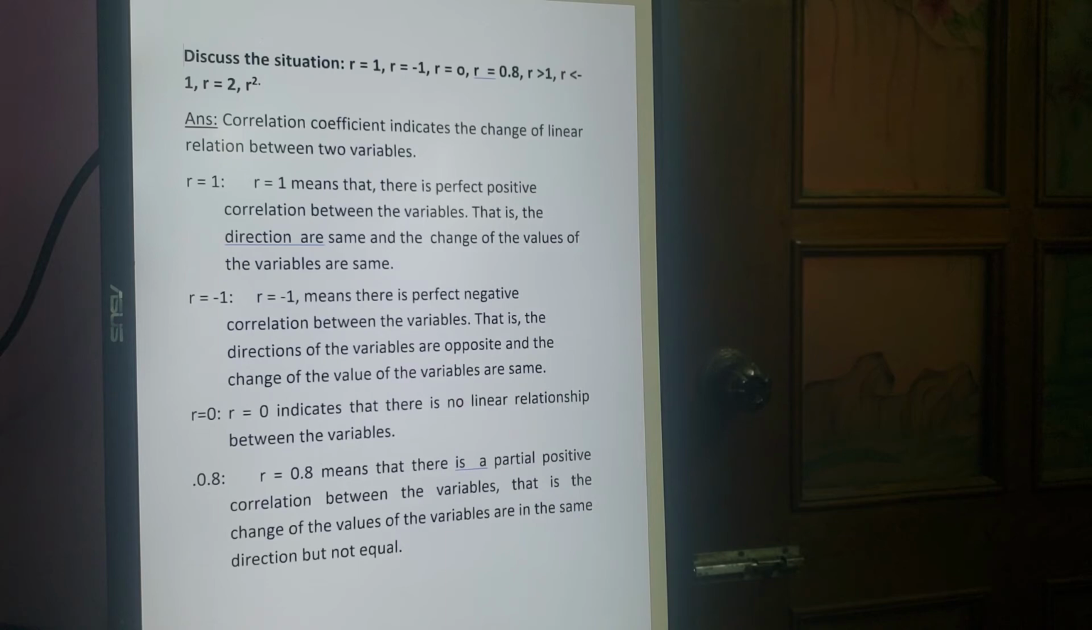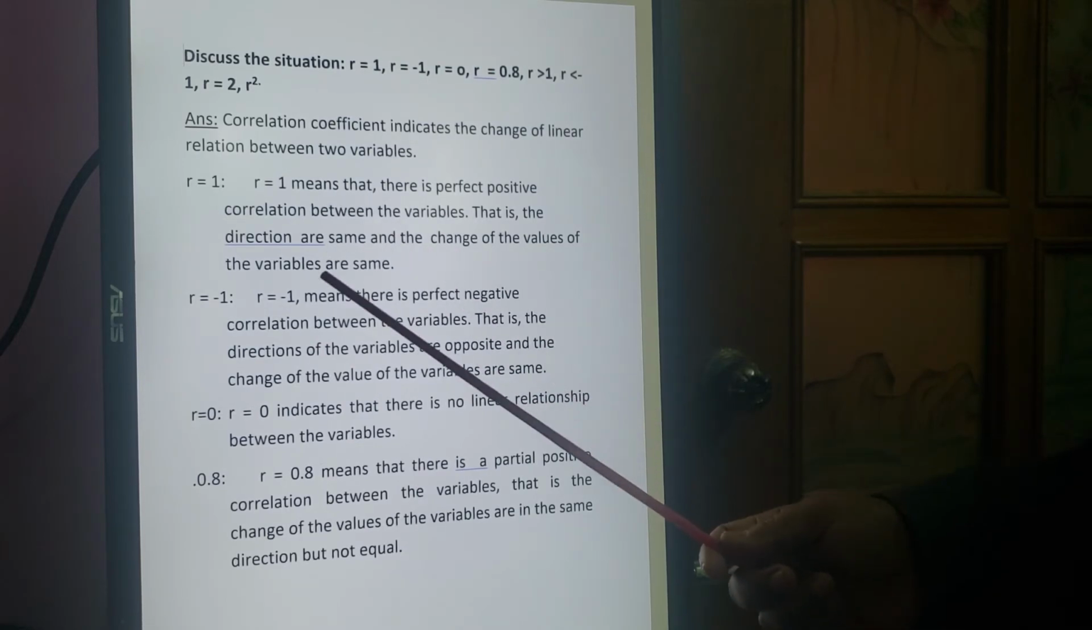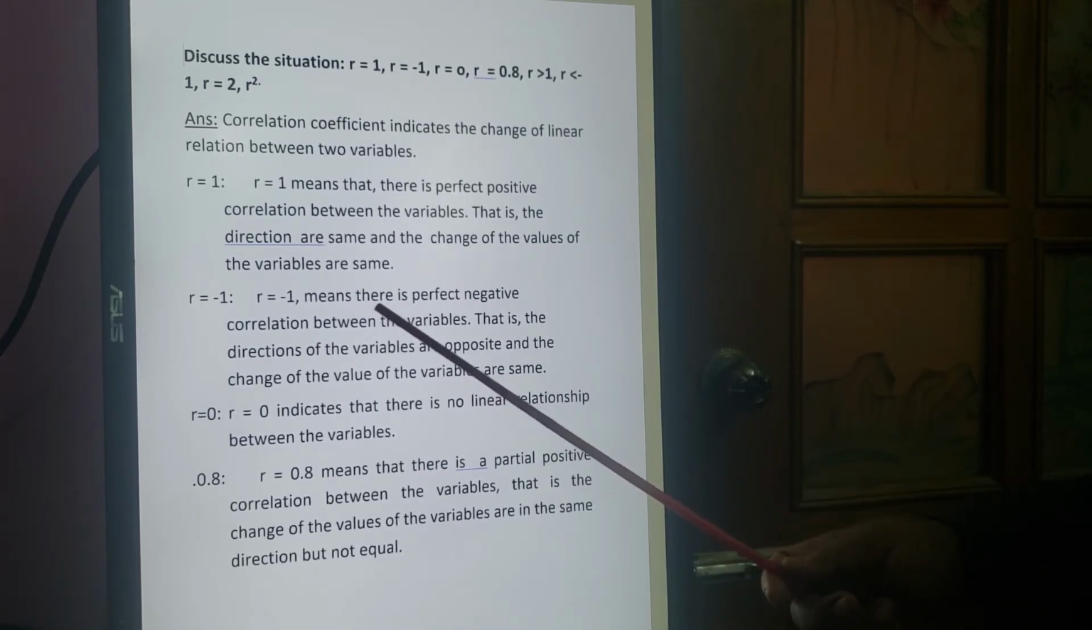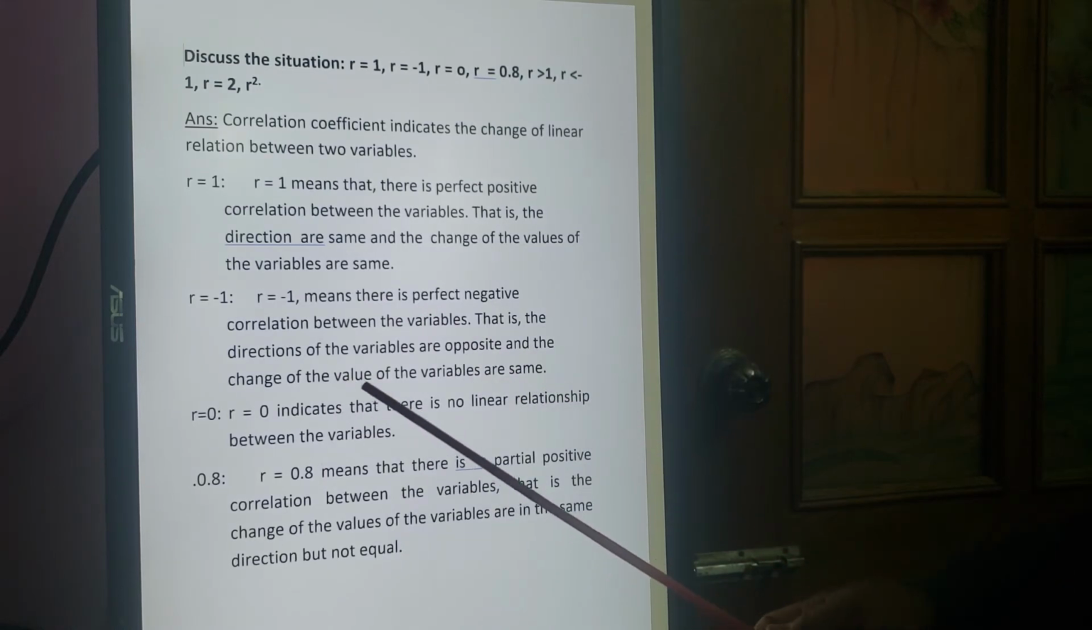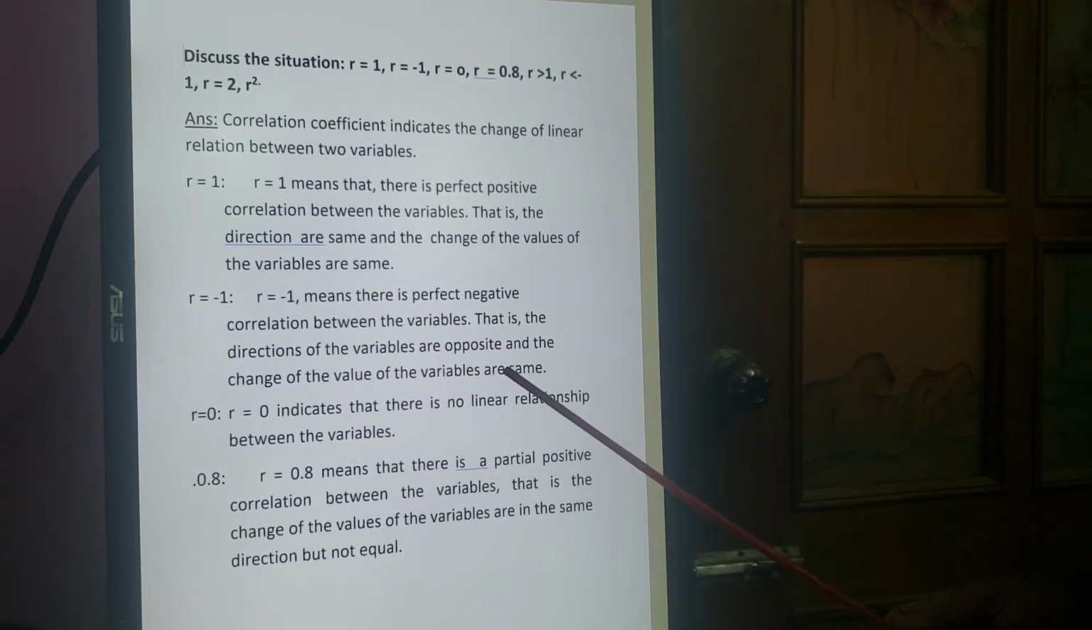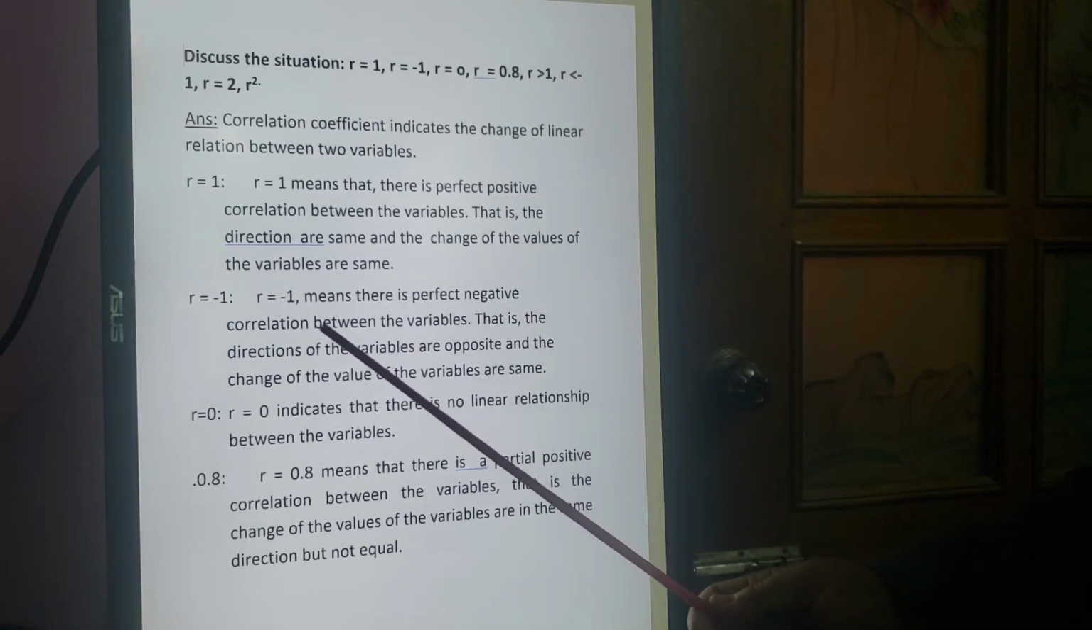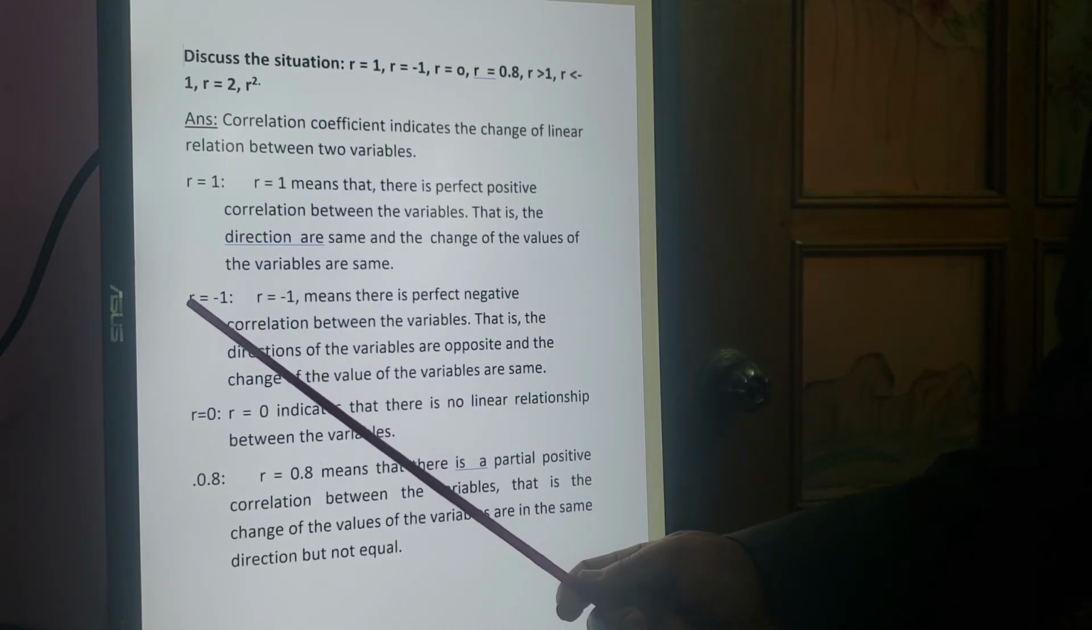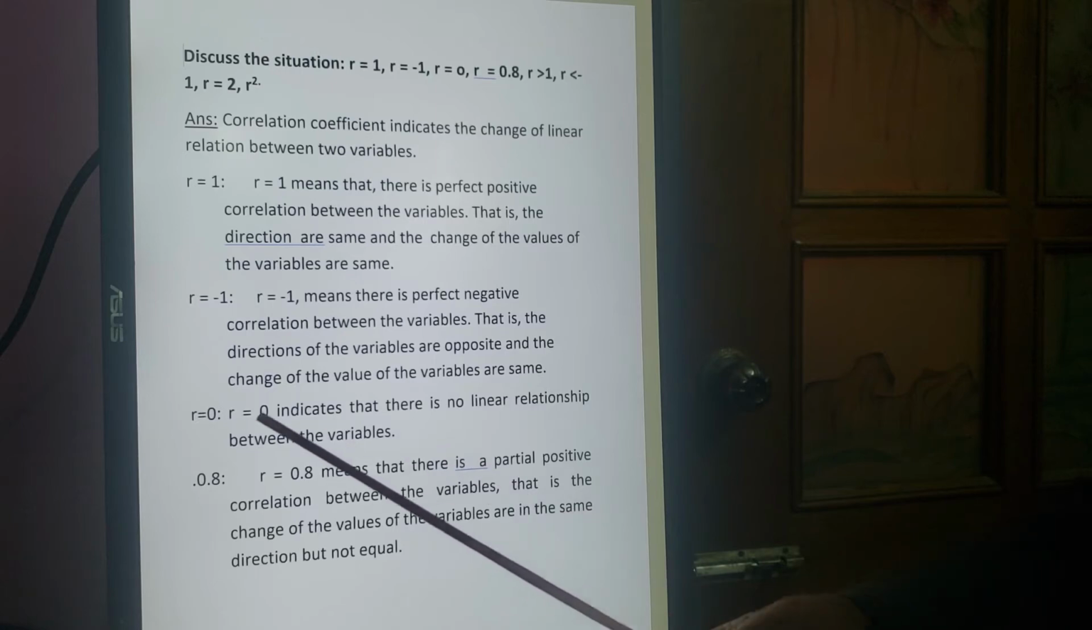R equal to minus 1, this is perfect negative correlation between the variables. That is, the directions of the variables are opposite. That is, if one increases, other decreases, one decreases, other increases, and the change of the values of the variables is the same. Perfect negative correlation, that is r equal to minus 1. R equal to 0, that is zero correlation, there is no relation between the variables.